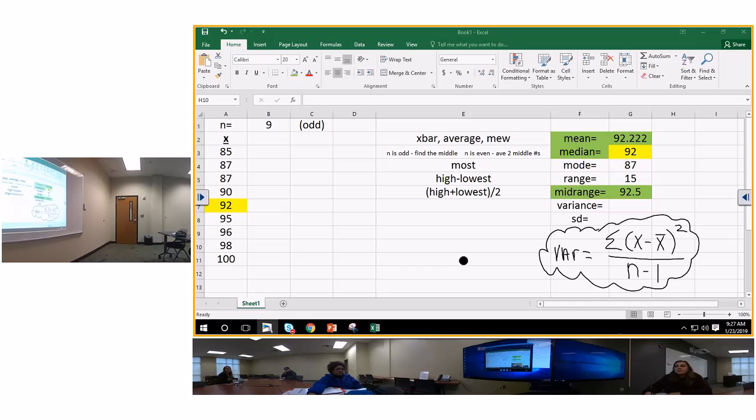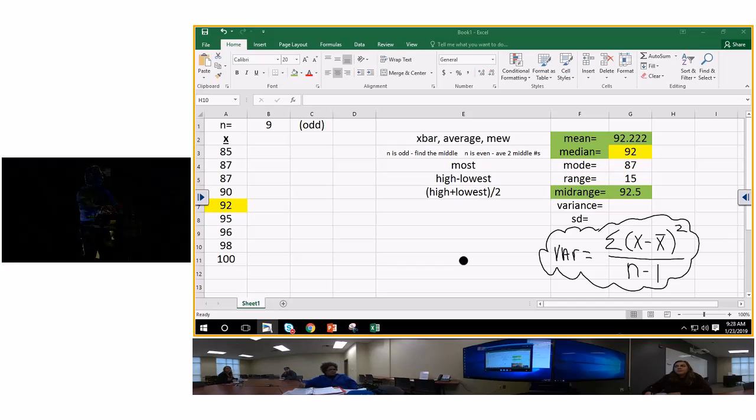Variance equals the summation of x minus x bar.